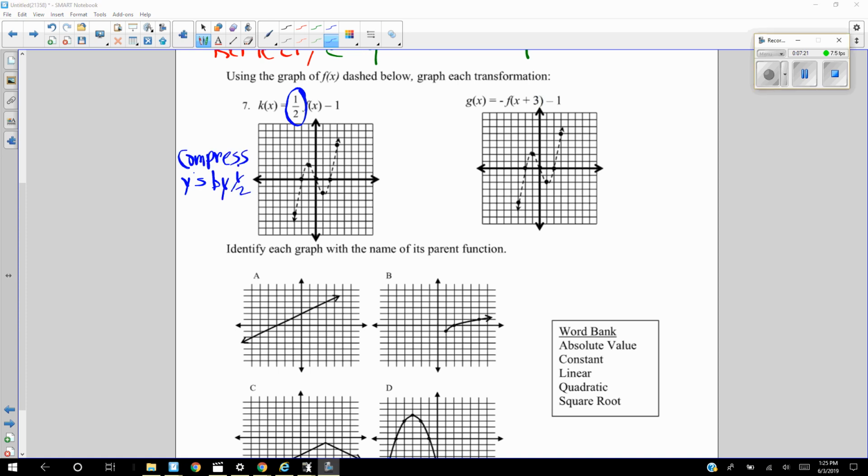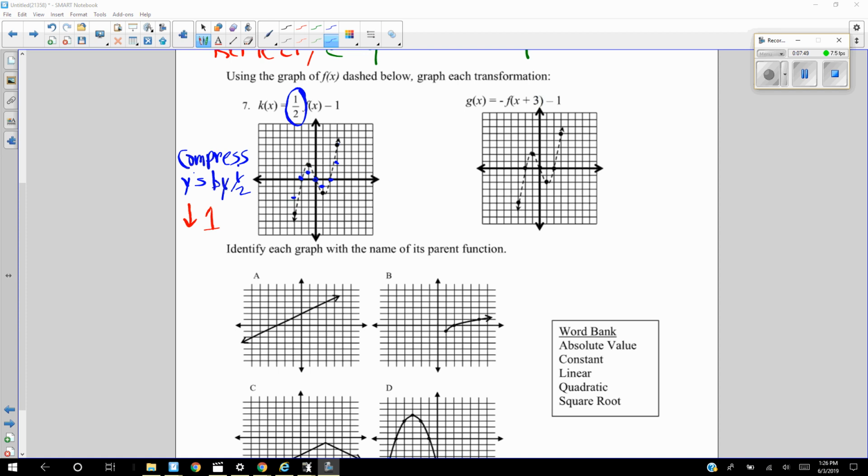Or really, it's more of a compress by 1/2, I guess I should say. And then we're shifting all those points down 1 after that. So the compression, you're just taking, basically, half the distance to the y-axis. This point up here is 5 above, so its compression should be about 2.5 above. So that's what the compression should look like.